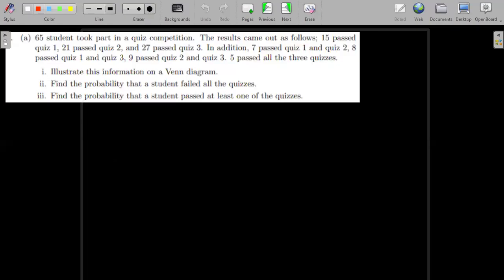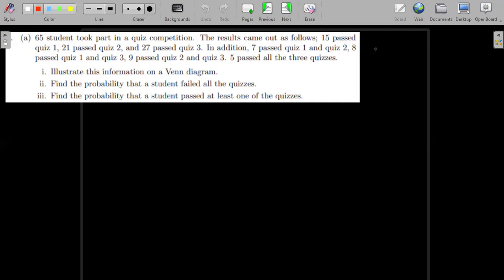All right, so we have this question here. It says 65 students took part in a quiz competition. The results came out as follows. 15 passed quiz 1, 21 passed quiz 2, and 27 passed quiz 3. In addition, 7 passed quiz 1 and quiz 2. 8 passed quiz 1 and quiz 3. 9 passed quiz 2 and quiz 3. 5 passed all the 3 quizzes. So I'm saying illustrate this information on a Venn diagram.